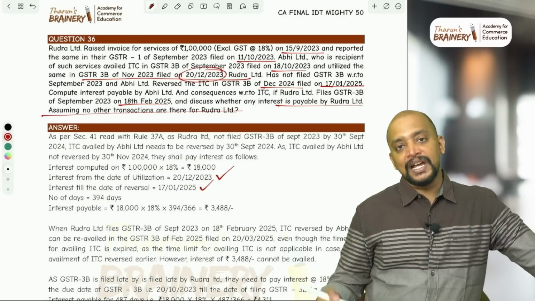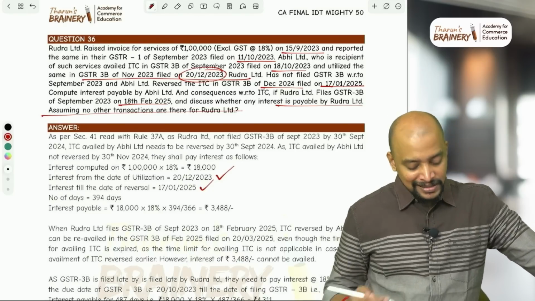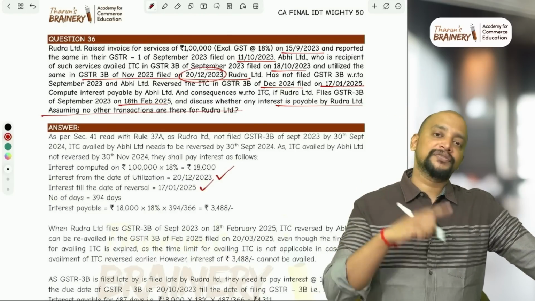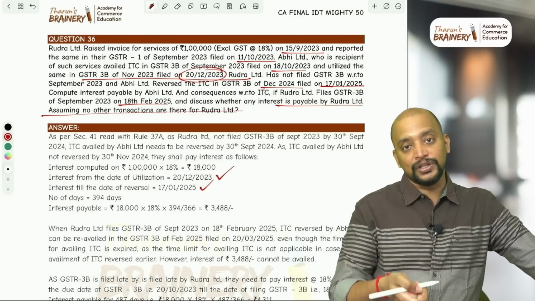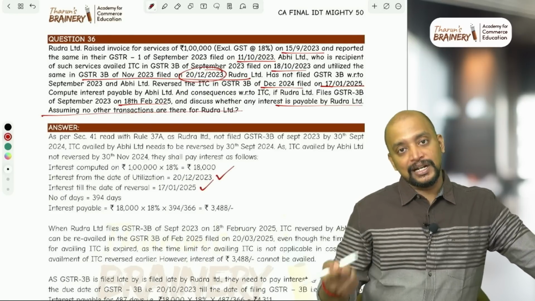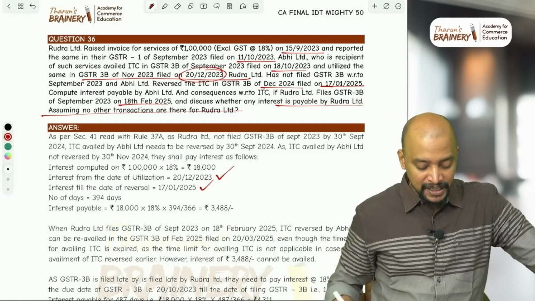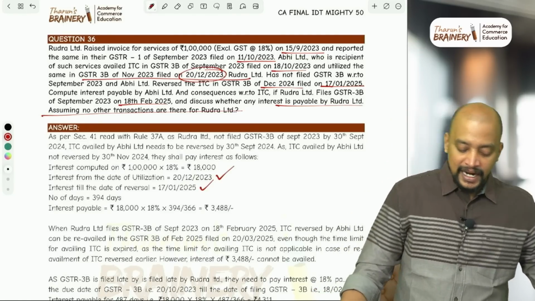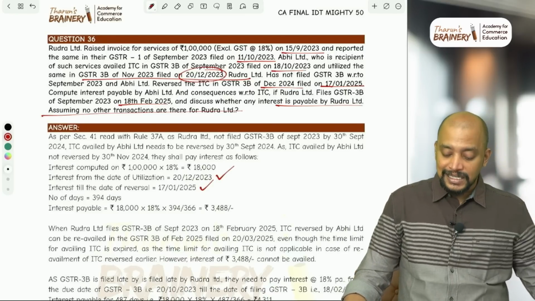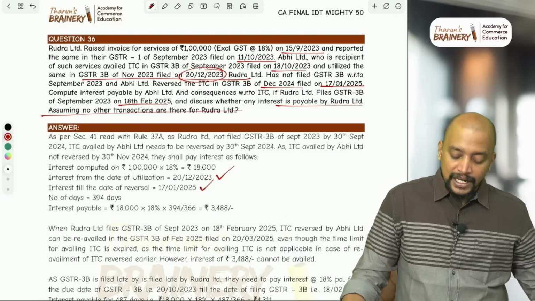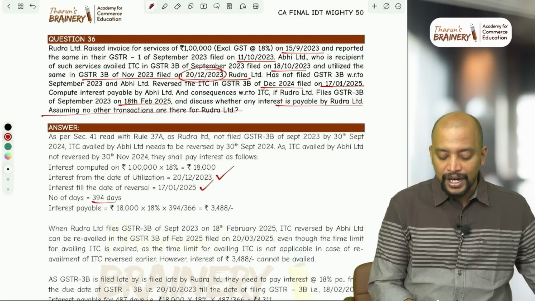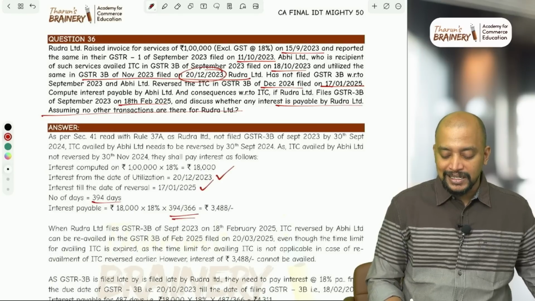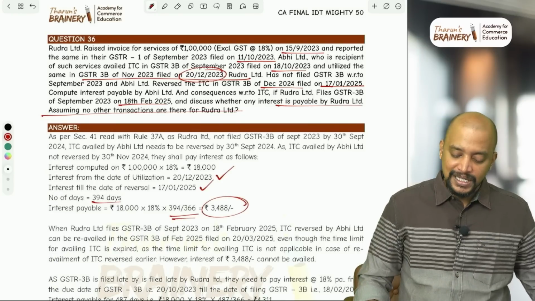So what is the number of days for which we need to compute the interest? Date of utilization will be due date of 3B or actual date of 3B, whichever is earlier, both are same here, and actual date of 3B is only taken for reversal purpose. Number of days: in 2023 we have only 11 days, and then 366 days in 2024, and in January 17 days, so 394 days. For 394 divided by 366, we need to compute this interest.